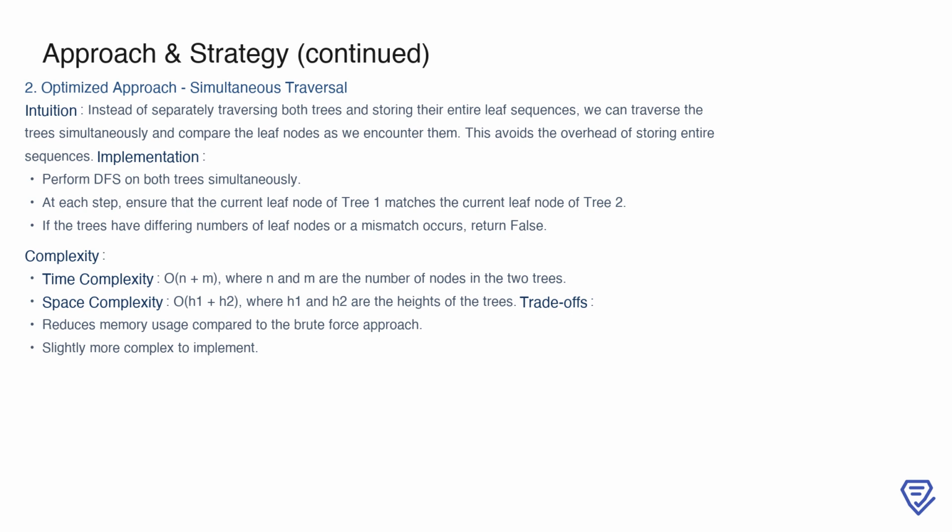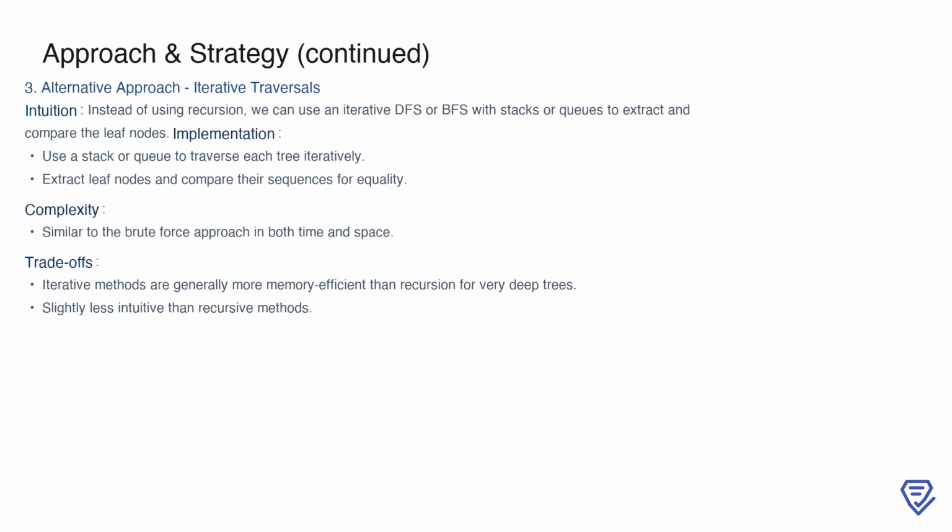The trade-off here is that while it reduces memory usage, implementing a simultaneous traversal is slightly more complex compared to the brute force solution. Another approach to consider involves iterative traversals, using stacks or queues instead of recursion. The intuition here is similar to the brute force method, as we still traverse each tree separately, extract their leaf nodes, and compare the sequences.